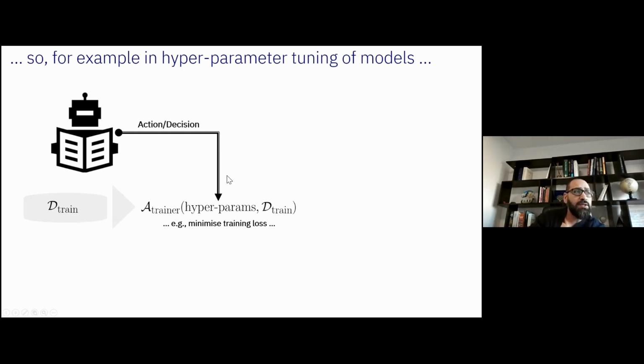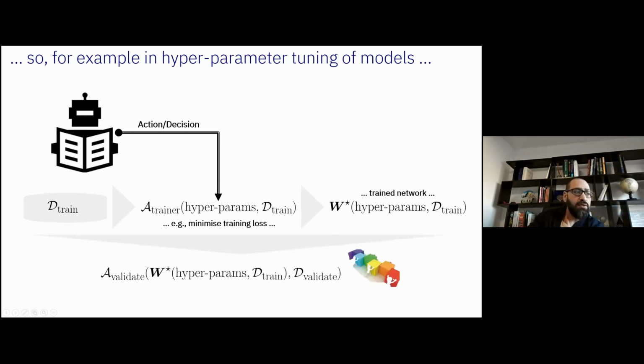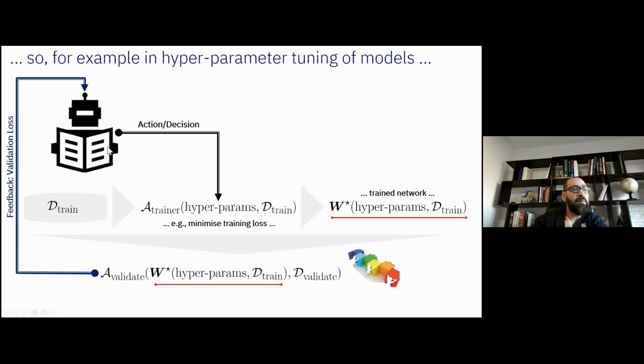Given those hyperparameters from the agent and the training data set, we minimize this loss. And then this loss emits the optimal weights of my neural network, which I call W star. Then I take these W stars, and I have a validation algorithm which takes the W stars that I trained and a validation data set. It validates how good the W stars I found were, and then returns the feedback back to the agent.